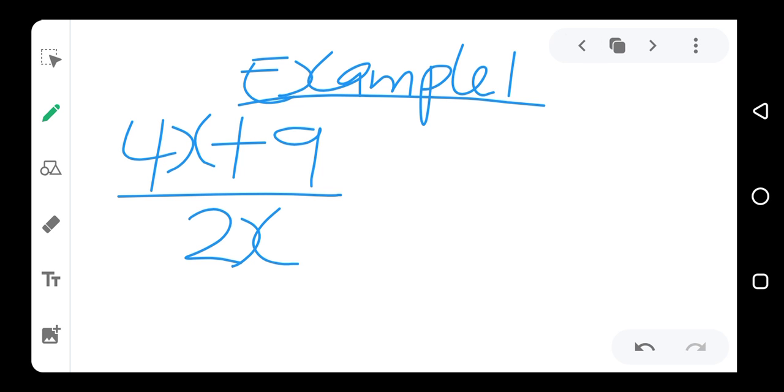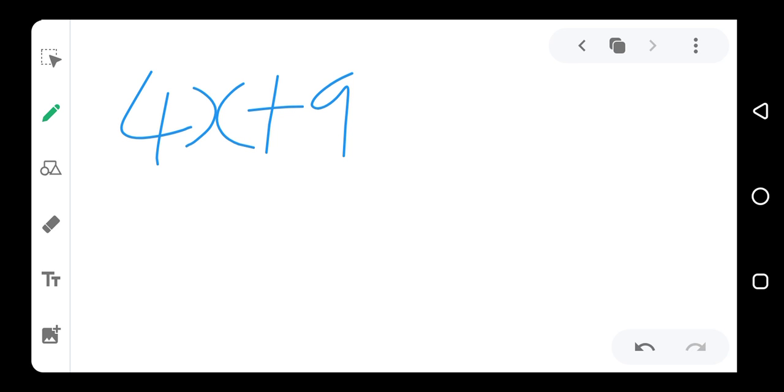If we want to make the fraction equal to 0, remember, what you are going to do is to make the numerator equal to 0. So since this one represents the numerator, we now equate the numerator equal to 0. So we say that 4x + 9 is equal to 0. Now we have made the numerator equal to 0. Now we find the value of x from this equation.